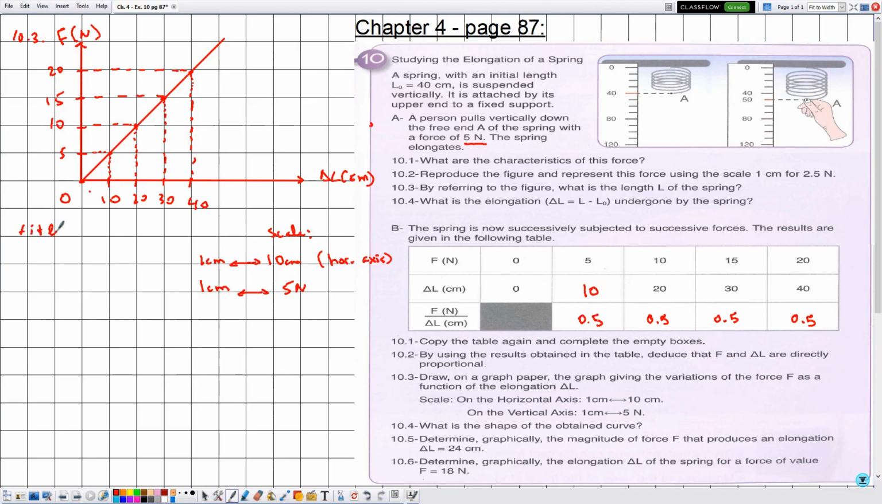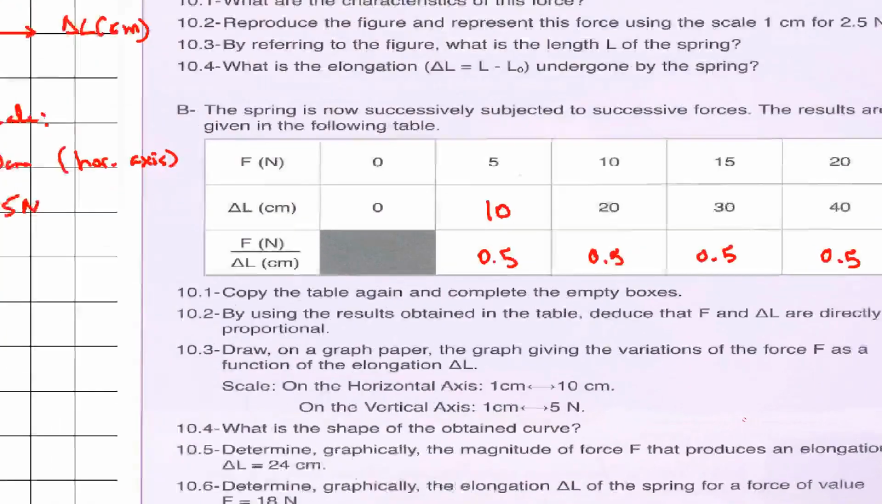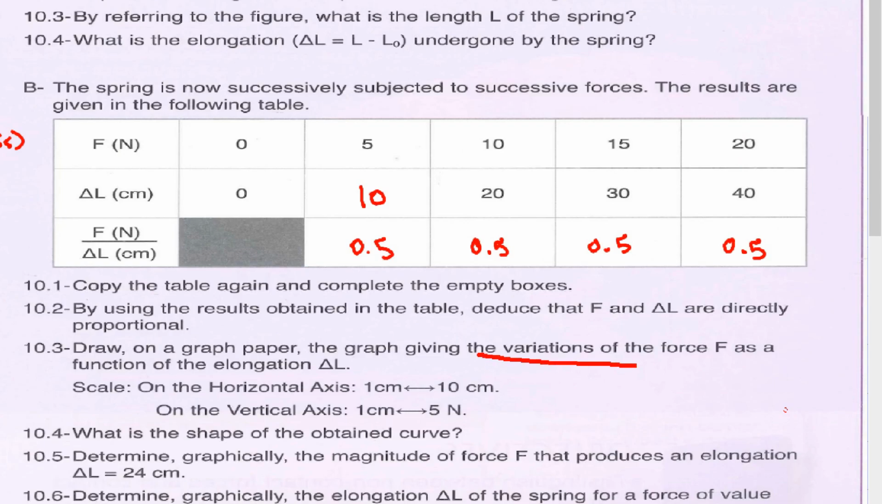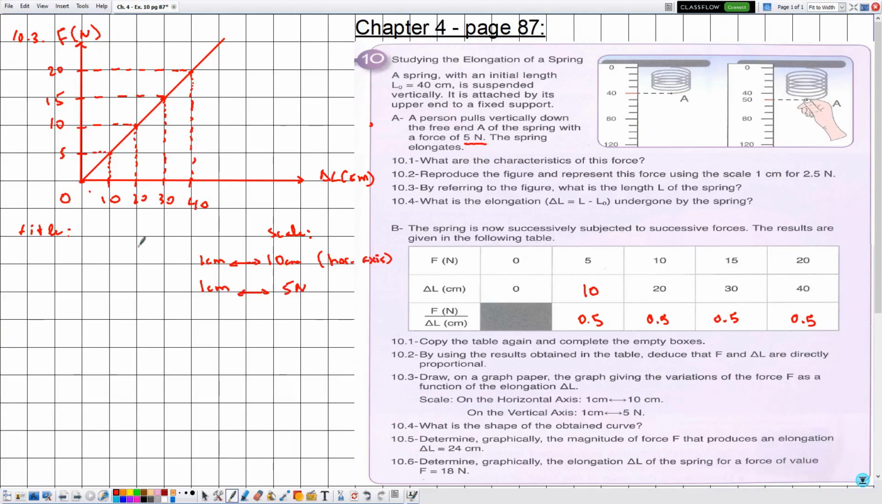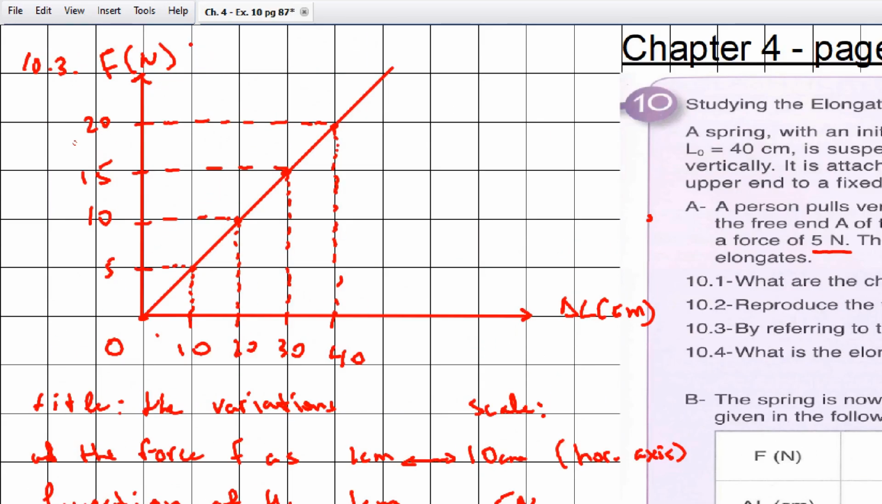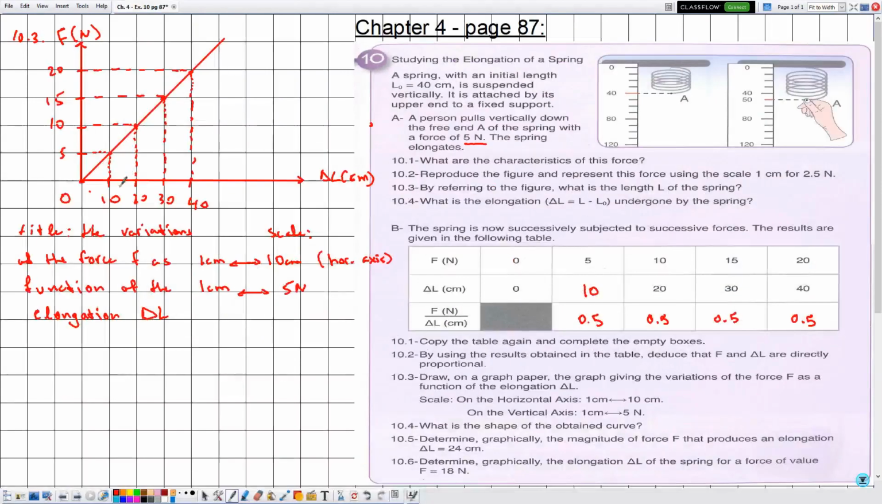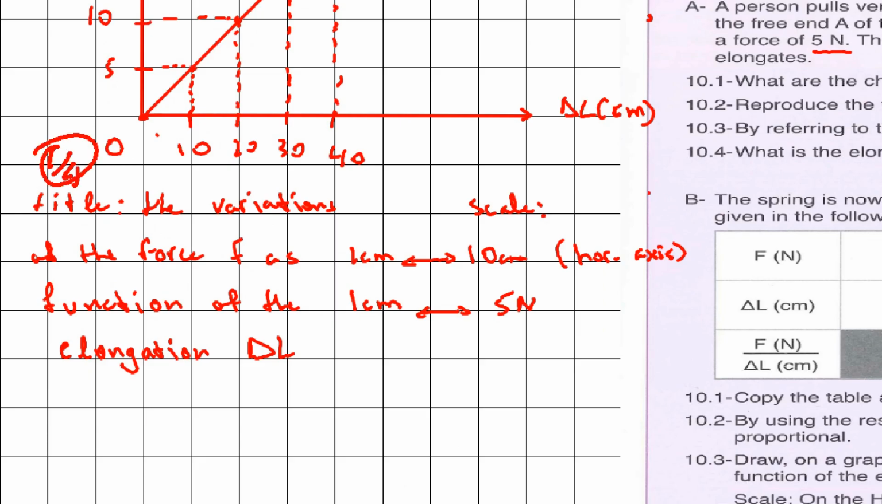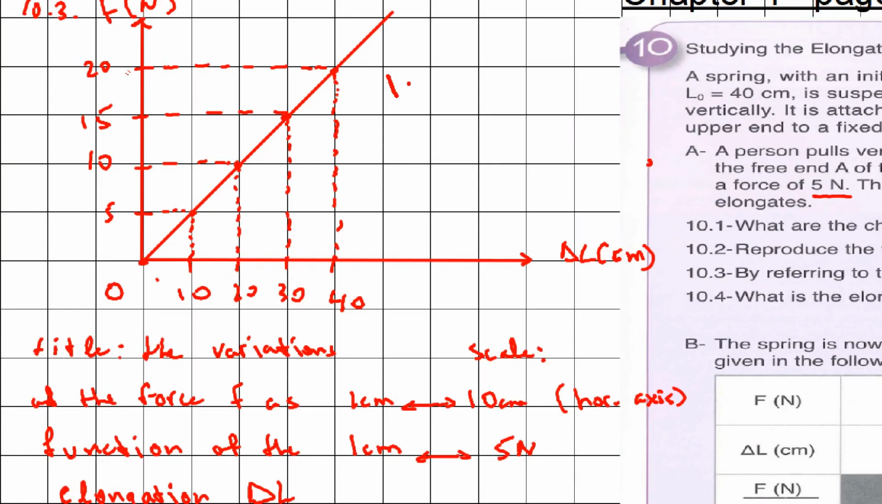And we don't forget the title. We can extract the title from the question, which is: the variation of the force F as function of the elongation delta L. So usually they give half a mark for the labeling of the axis to be correct and for dividing this axis, 1/4 for the title and 1/4 for the scale, and for example half a mark for drawing the graph to be correct.